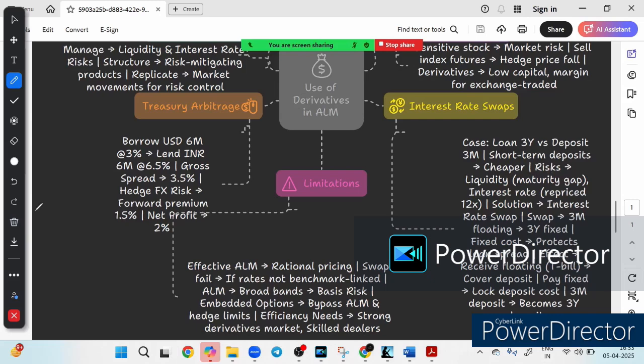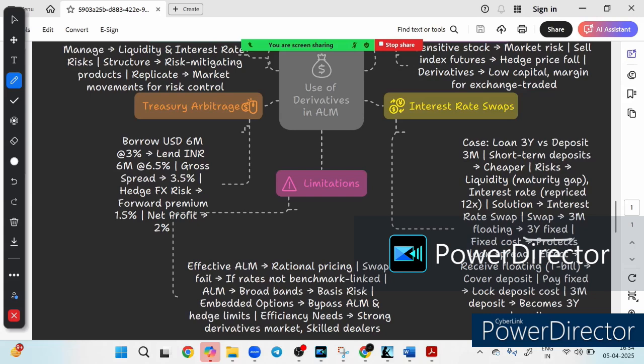So what is the solution? The solution is that you use interest rate swap. This is the solution. I have just shown you the problem, that yes, we have to reprice the deposit 12 times, and obviously it is exposed to the interest rate risk. What is the solution? You use interest rate swap. What you do, you convert the floating rate 3 month to fixed rate 3 year. This is how you should use swap.